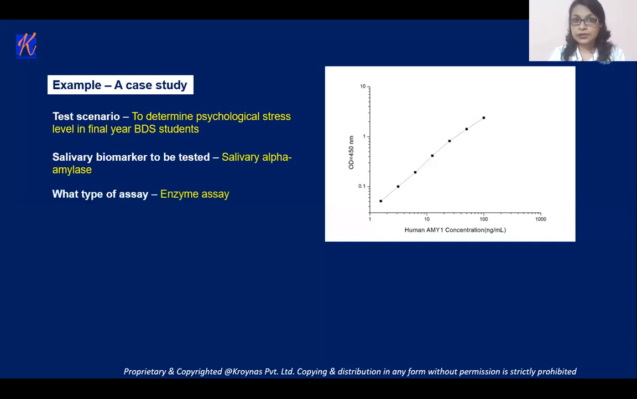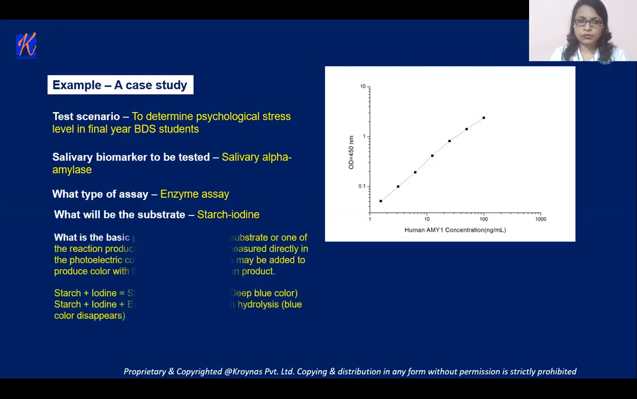What type of assay is this? I'm trying to estimate an enzyme, salivary alpha amylase. Electroanalytical techniques like spectrophotometry and colorimetry are very good for enzyme assays. What will be the substrate? As you know, amylase breaks starch into smaller molecules and ultimately to glucose. So our substrate will be starch iodine. What do I mean by that?